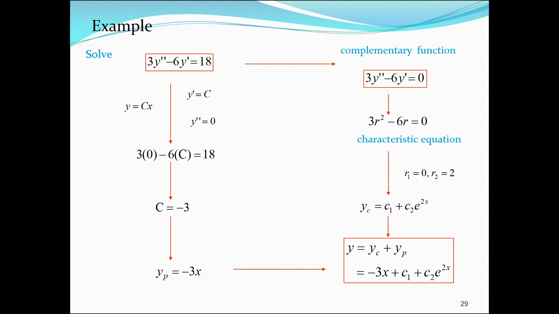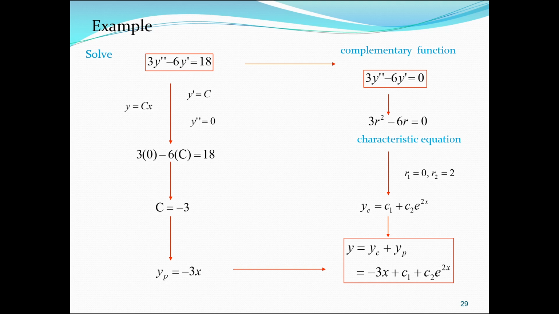Example, 3y double dash minus 6y dash equal to 18. Here y equal to cx, y dash equal to c, and then differentiating again, y double dash equal to 0. Substituting the values in the equation 3y double dash minus 6y dash equal to 18, we get the value of c equal to minus 3. That is, here yp equal to minus 3x. And similarly we write the characteristic equation of the given equation. It becomes 3r square minus 6r equal to 0.